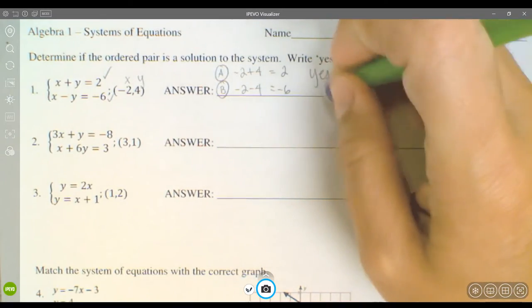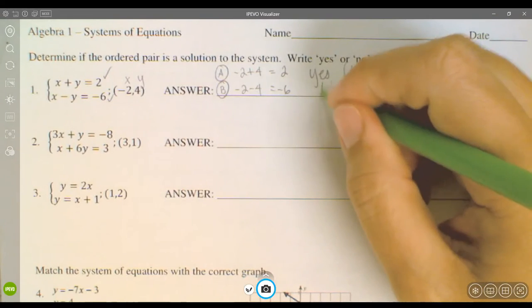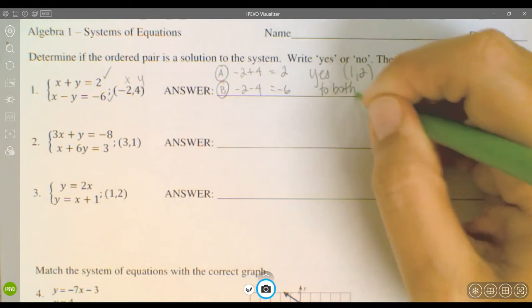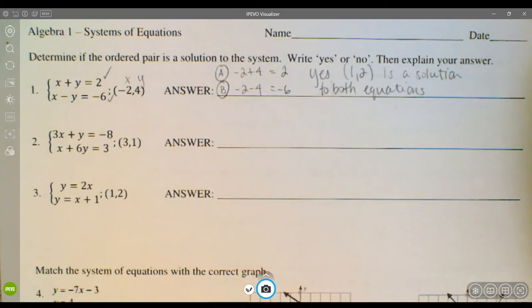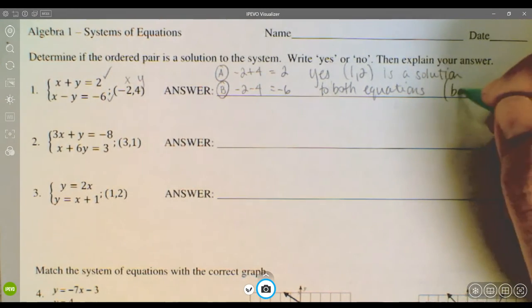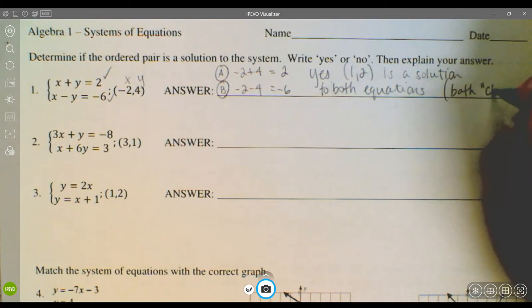So basically what I'm saying is both check.